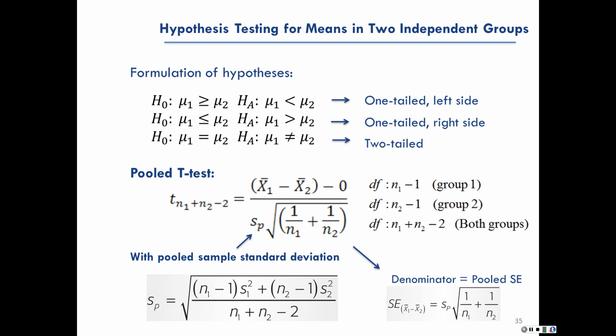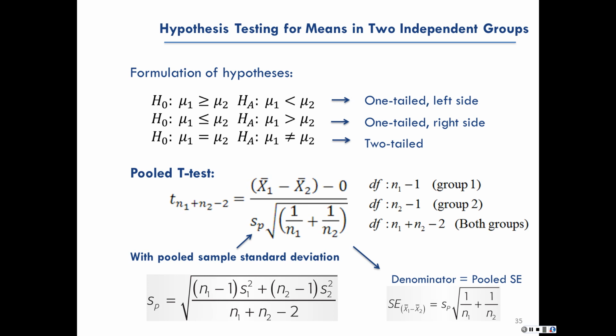The one-tailed hypothesis on the right side is just the exact reverse: the population mean in group 1 is larger than that in group 2. And then our two-tailed hypothesis is simply that the 2 population means are not equal. We're not specifying whether they're less than or greater than. And then the null hypothesis is that they are equal.